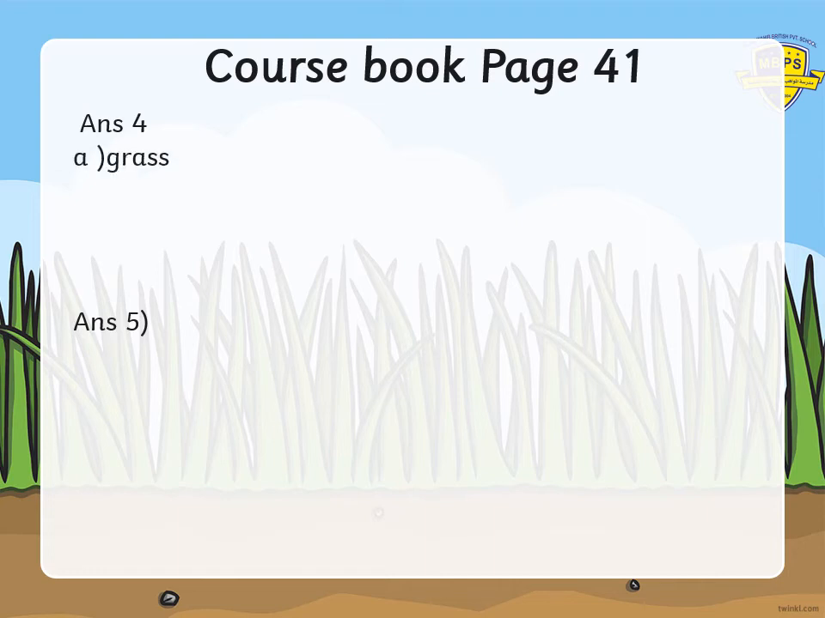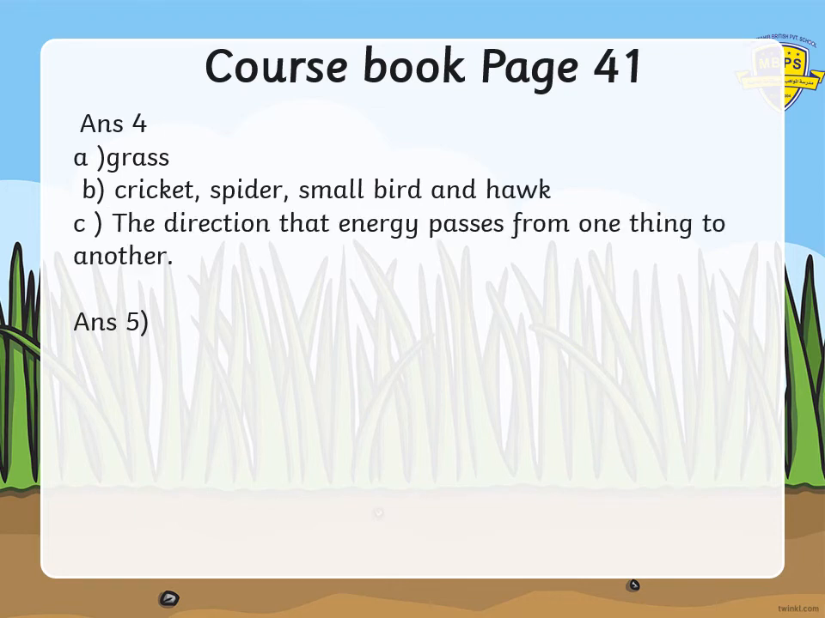Grass, that's very good. Which organisms are the consumers in this food chain? I want all the consumers, the first, second and the third. Let's see your answers. Check your answers with me. A cricket, spider, a small bird and a hawk. The same question we're going to repeat again as I repeated for you in the quiz. What do the arrows in the food chain show? The direction the energy passes from one thing to another, or it also shows what is eaten by.